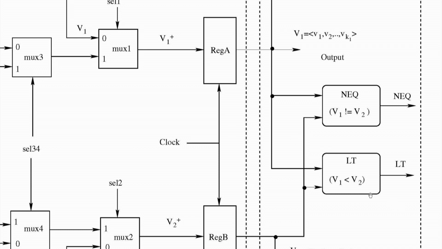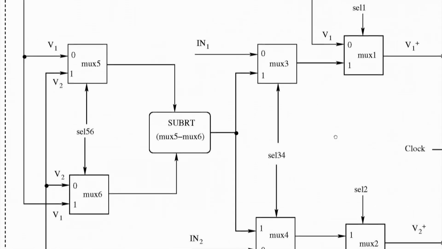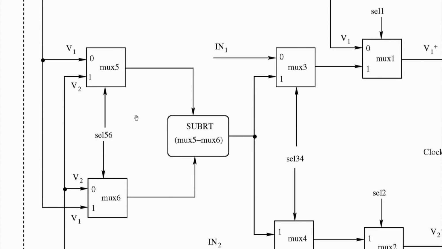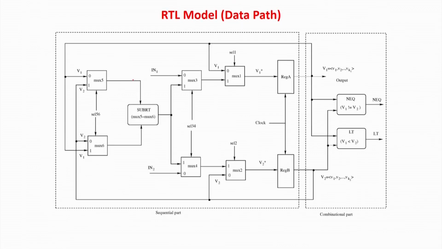But before that, let us assume that the LT becomes 1. That means V2 is greater than V1. So if V2 is greater than V1, then what should happen? We should have the operation V2 minus V1. We are assuming that this less than equal to is 1, that is, V1 is less than V2, so this value is equal to 1, which means V2 is greater than V1. So this operation should happen.